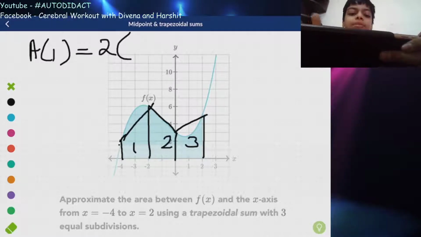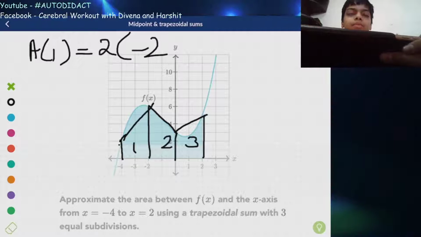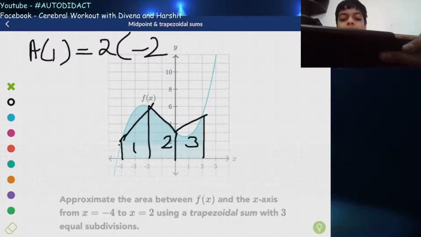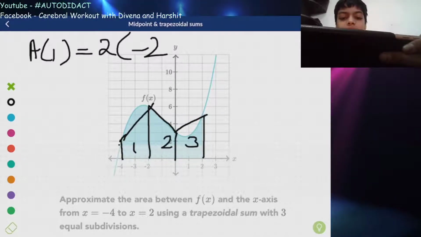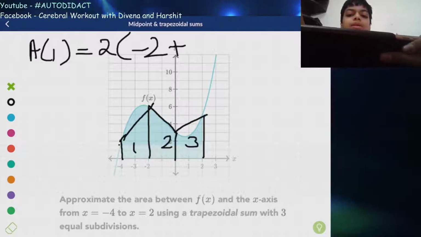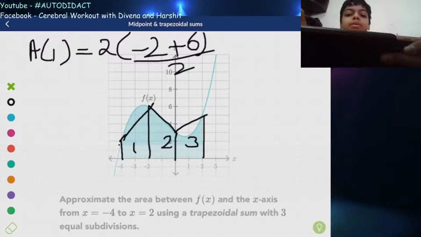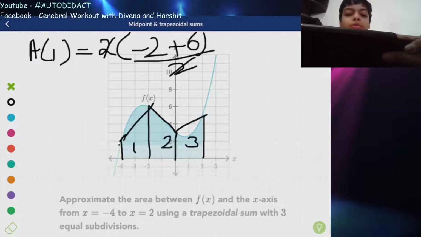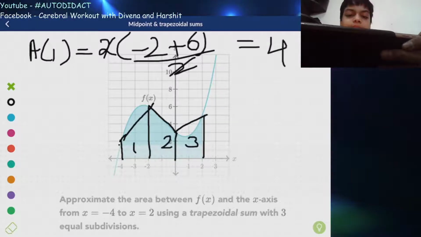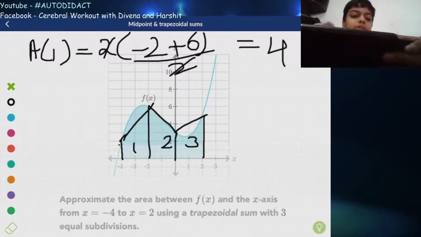So this will be -2 plus f of -2 is equal to 6 plus 6. This thing will be divided by 2. 2's cancel out to form just 4. So this is the area of the first trapezoid.